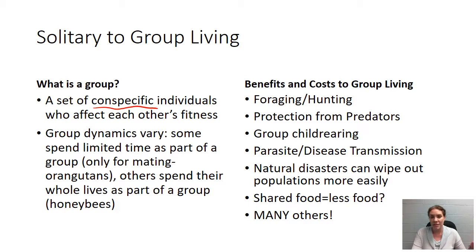So we're not going to look at all of these, but these are just some of the things that we can look at. Foraging and hunting behaviors, protection from predators. These are good upsides to being in a group. Child rearing is helpful, and we actually see that, although we don't go into it in this chapter, among lions and other big cat species. Unfortunately, there are also some drawbacks, like the bigger your group, the more easily diseases can come through. Natural disasters can wipe out groups if they're clustered in one area. If you have to share your food, does that mean everybody gets less food? So these are some of the issues, and we're going to look at a few of those.